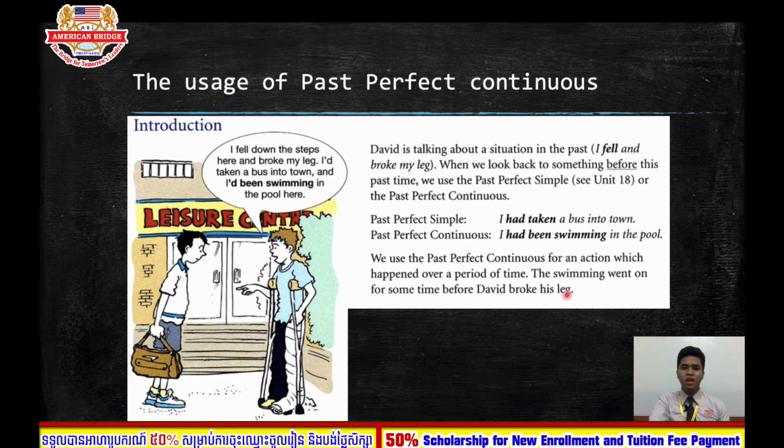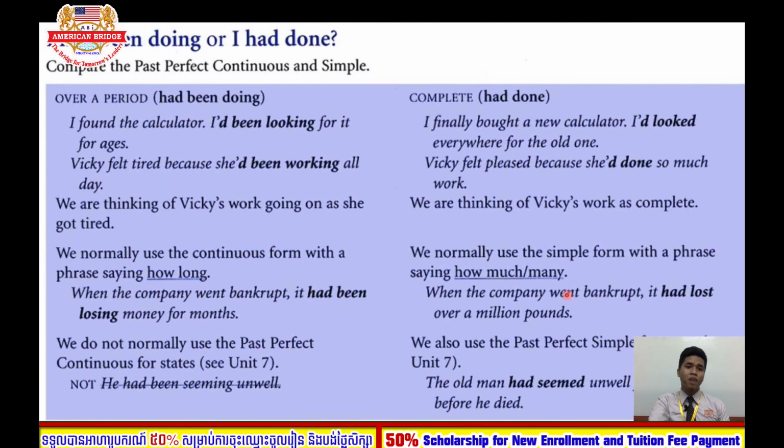Okay, so now everyone, let's move on. We will compare these two to make it much easier for you to understand. So here, if we are talking about the continuous activity, we are talking about something that happened over a period of time. I found the calculator. I've been looking for it for ages. So the activity has been looking for. It's happened over a period of time. While here, we use the perfect simple to talk about the complete action. I finally bought a new calculator. I've looked everywhere for the new one.